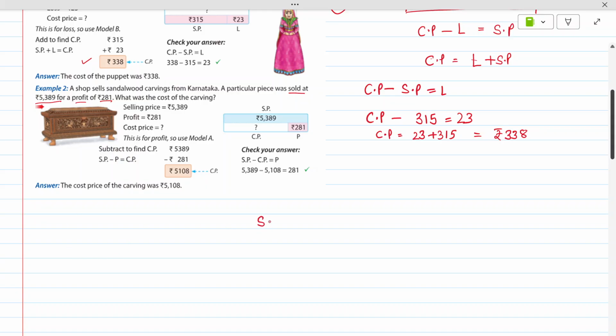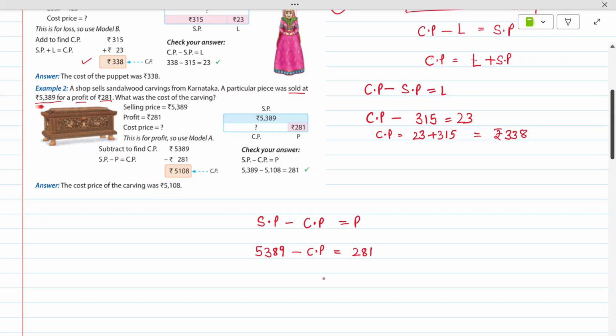The formula is SP minus CP will give us profit, right? So a particular piece was sold at 5,389, so we can write 5,389 in place of selling price. Cost price we have to find out. Profit is rupees 281. Now again, simple mathematics.